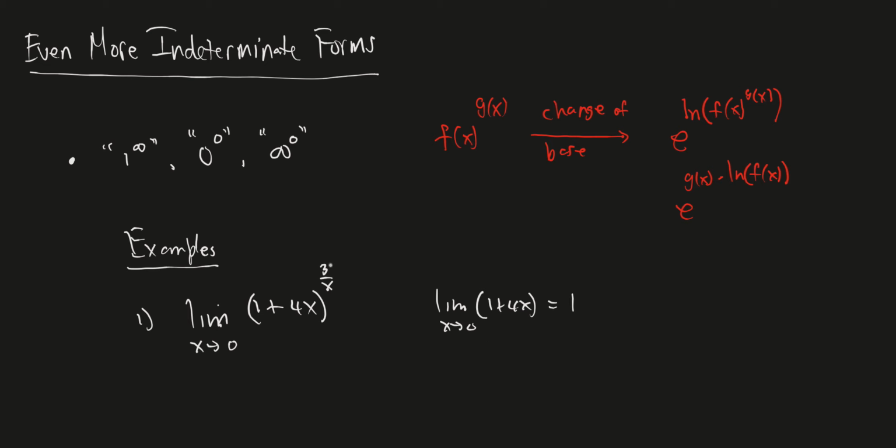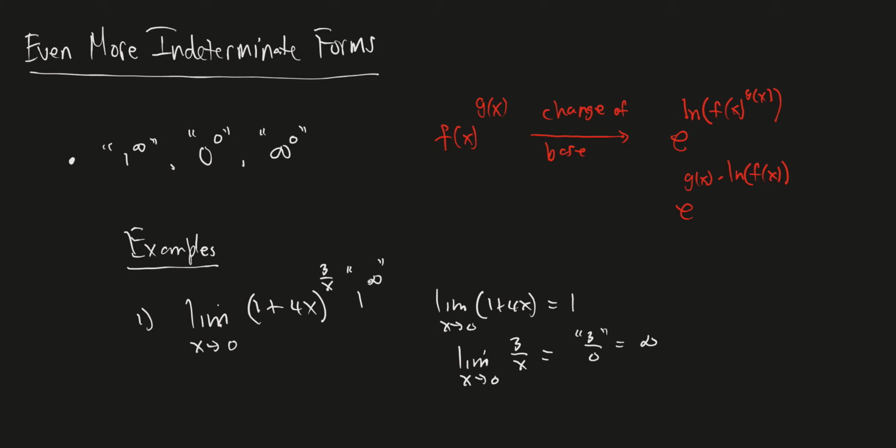The limit as x approaches 0 of 3 over x, well, that's that infinite limit form, right? You have 3 over 0, so that's our infinity, right? And in this case, so what do we have here? Yeah, we have something of 1 to the infinity form.